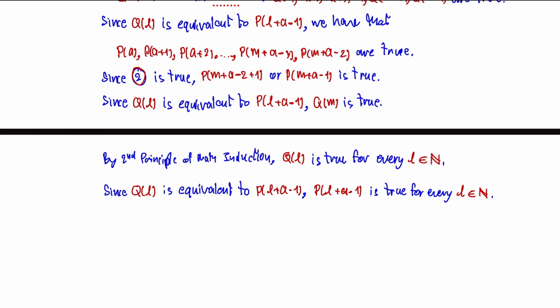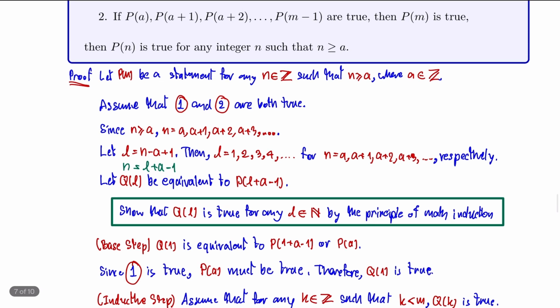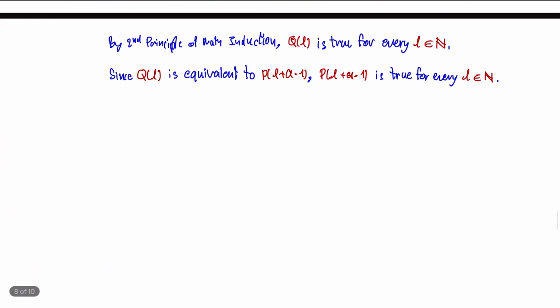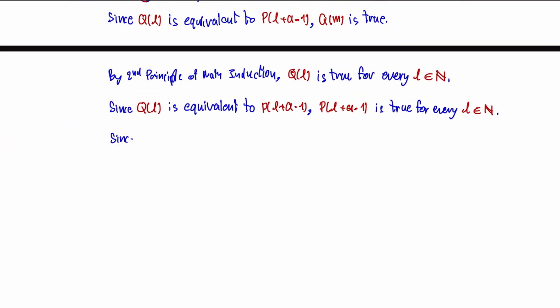But what is L exactly? We know that n is equal to L plus a minus 1. So since L plus a minus 1 is n, and L starts from 1, n is going to start from a. Then next is going to be a plus 1, a plus 2, a plus 3, and so on, when L is 3, 4, 5 respectively.